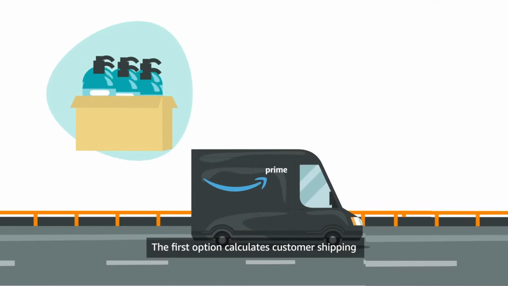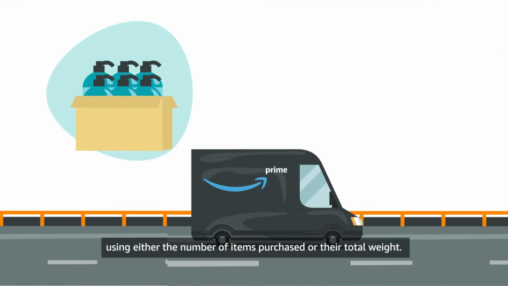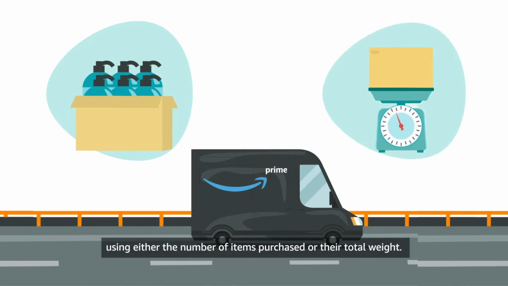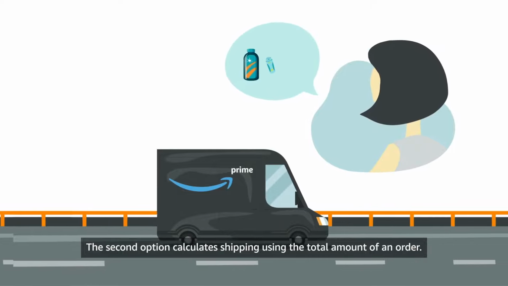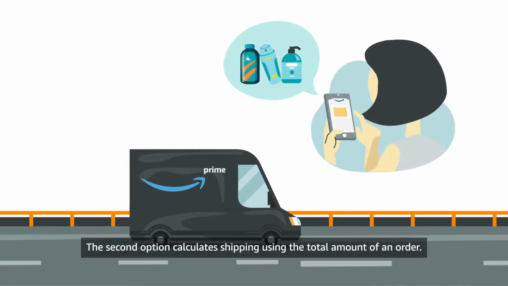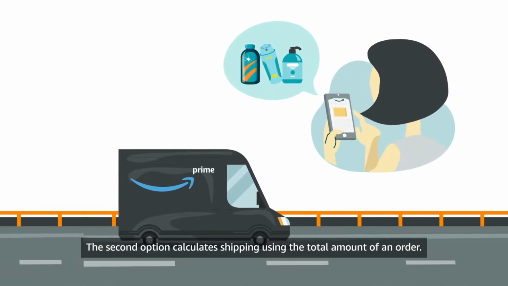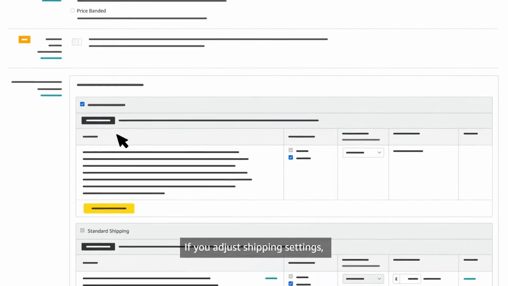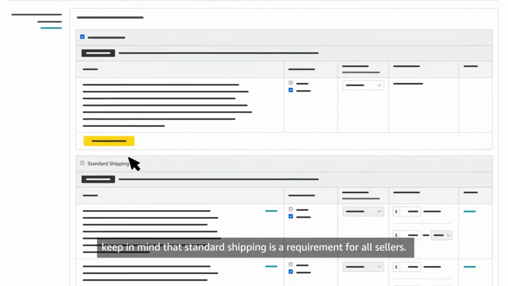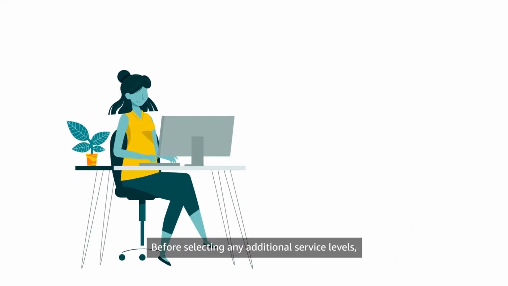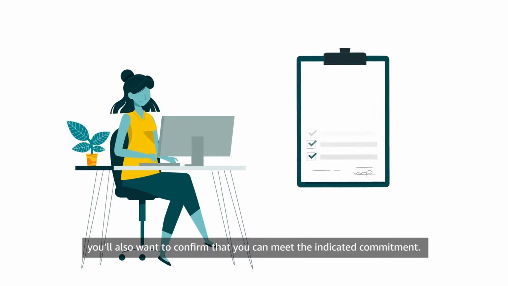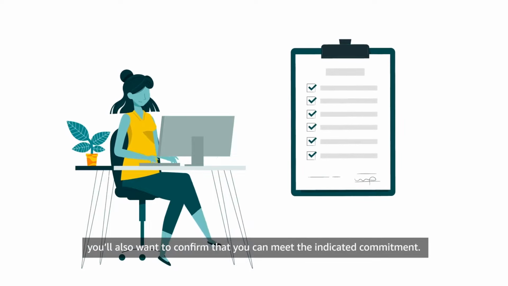The first option calculates customer shipping using either the number of items purchased or their total weight. The second option calculates shipping using the total amount of an order. If you adjust shipping settings, keep in mind that standard shipping is a requirement for all sellers. Before selecting any additional service levels, you'll also want to confirm that you can meet the indicated commitment.